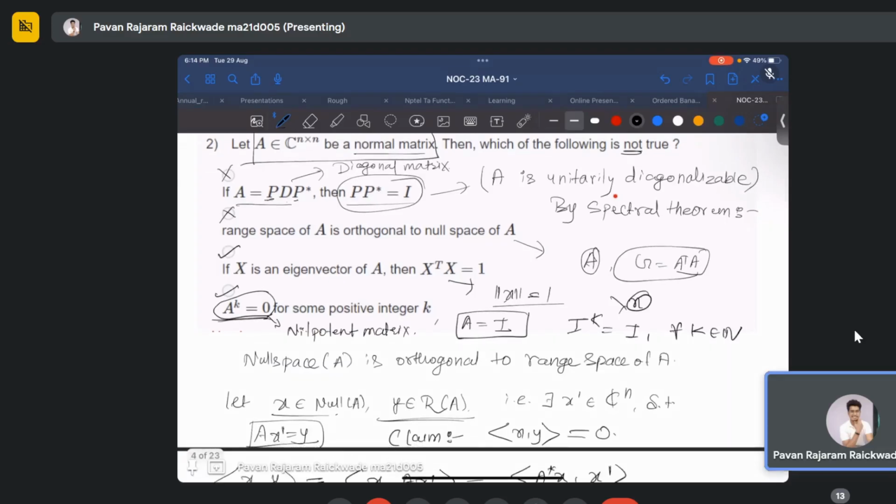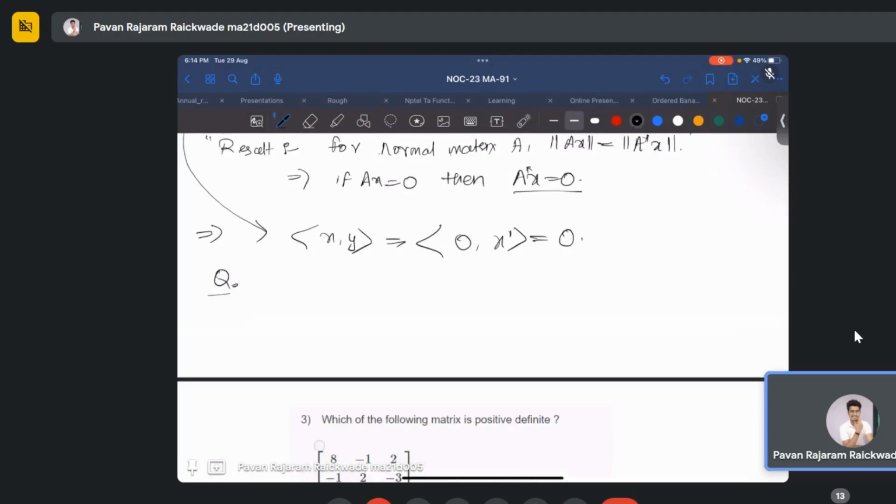So the question now I'll ask is: does there exist a non-zero nilpotent normal matrix? Can anyone answer this question? Take some time. This kind of question will be asked, if any of you are preparing for PhD tests and interviews, then in interviews they ask such questions.